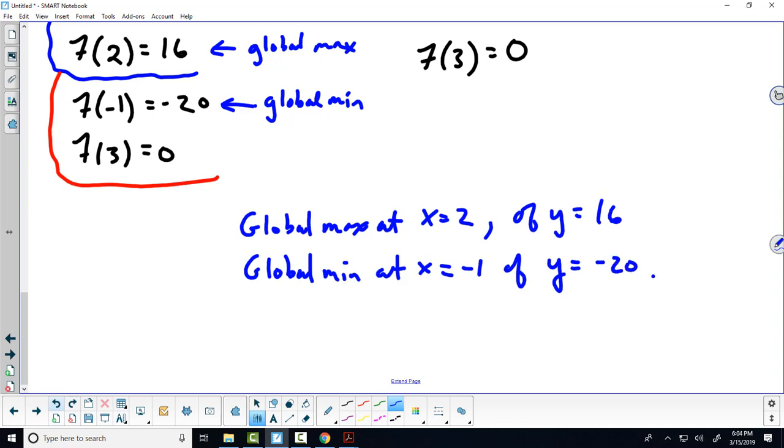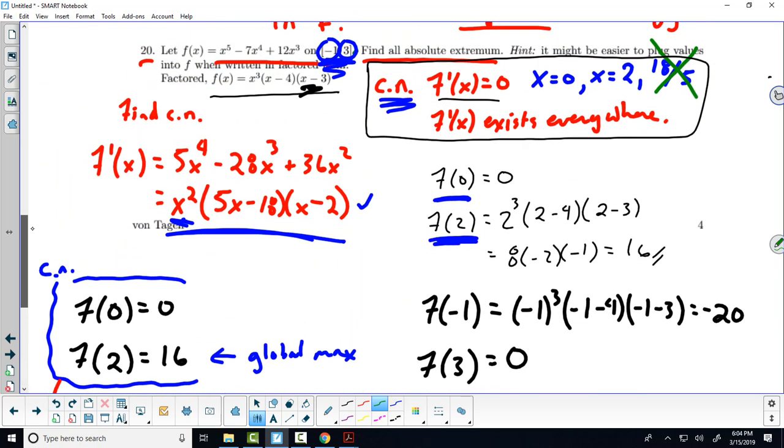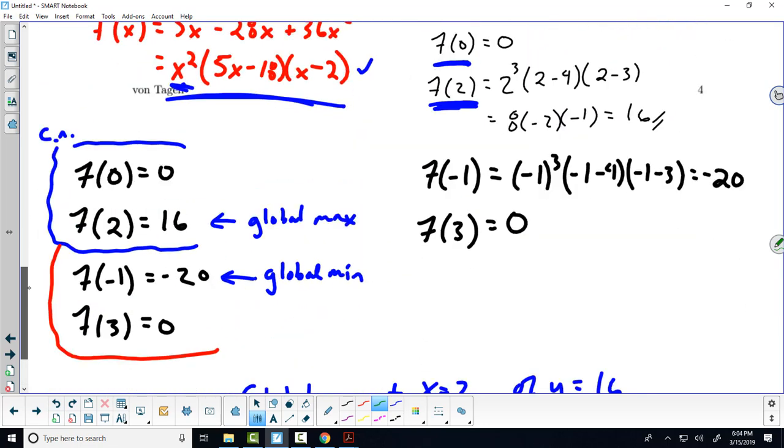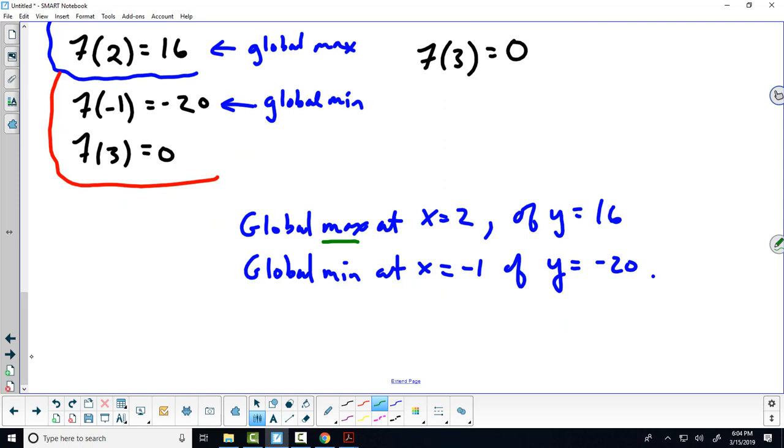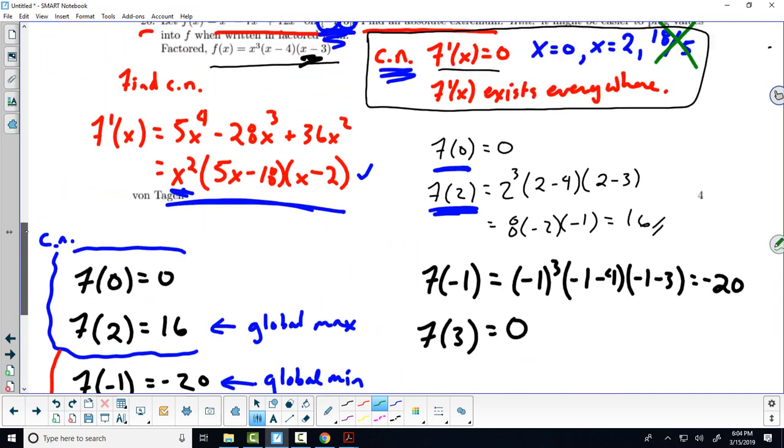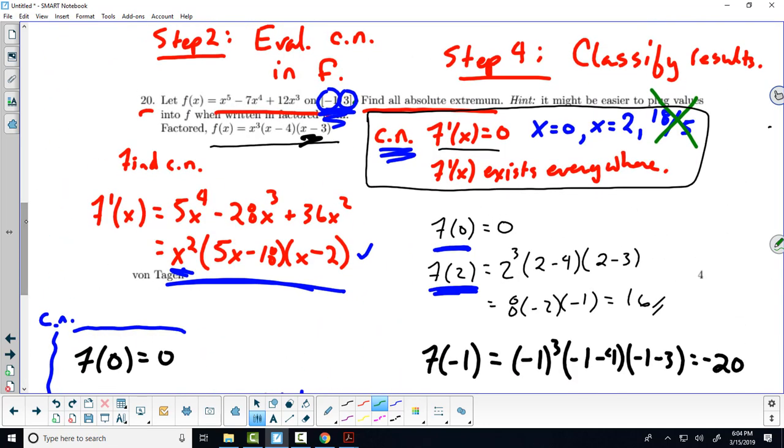Okay. Now folks, what's interesting about this is that the global maximum occurred where? The global max occurred at 2. Where was 2? 2 was a critical number of the original function. And the global min occurred where? The global min occurred at x equals negative 1, which was not a critical number, but was in fact an endpoint of this function. So let me clean this up just a little bit so we can read that.